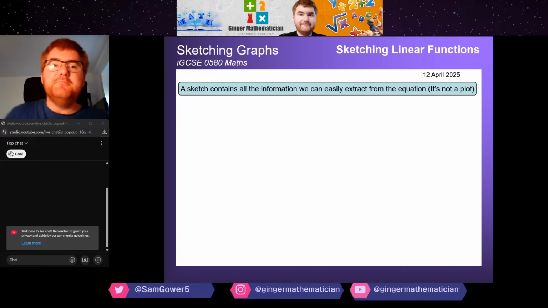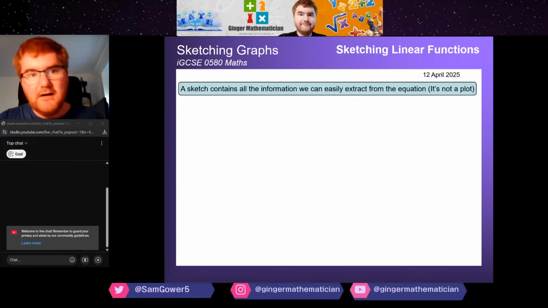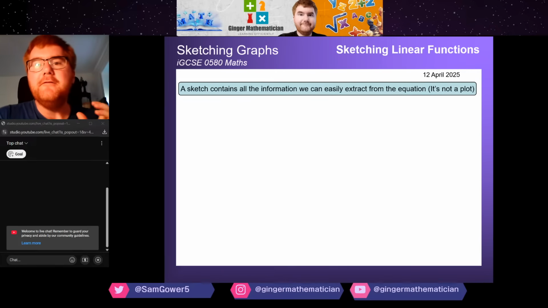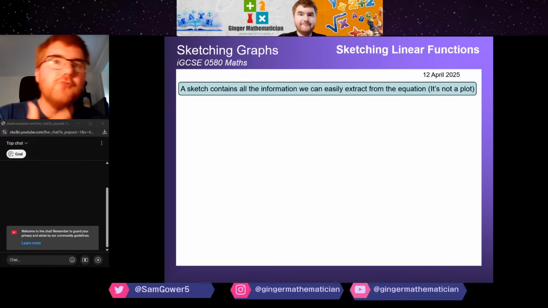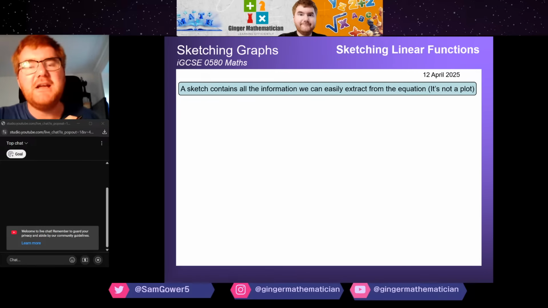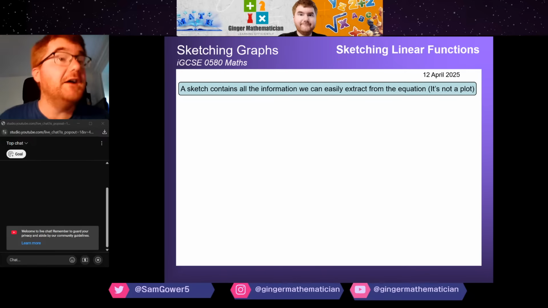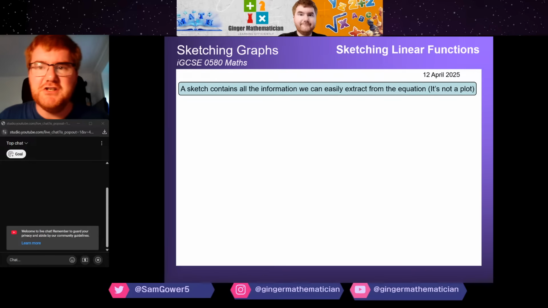Right, let's get started. So all the sketches. Whenever they ask you to sketch a graph, it basically contains all the information you can easily take away from the function. So usually that means the roots, the y-intercept, the shape of the graph, what kind of graph it is, and that's all you need essentially to put on there for iGCSE.